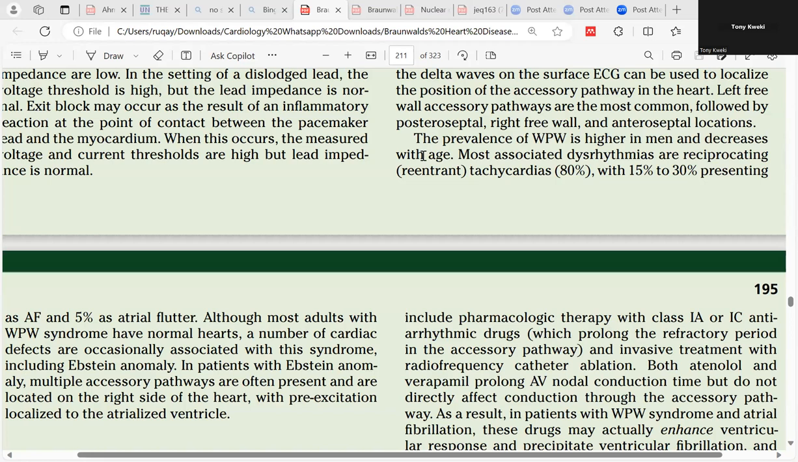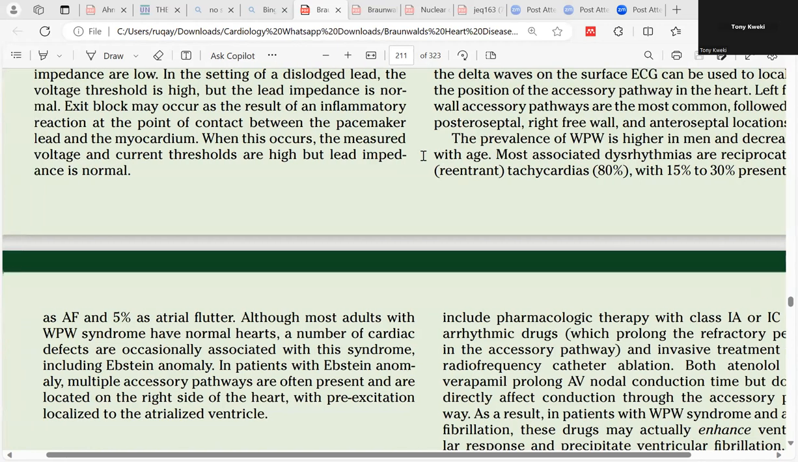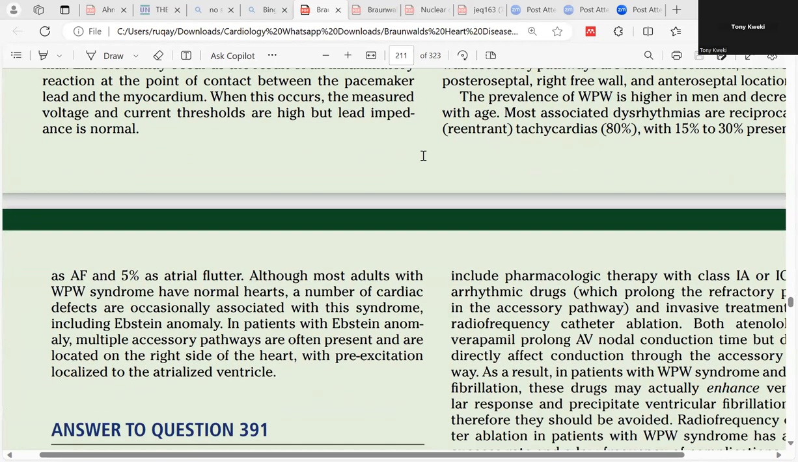Most associated dysrhythmias are reciprocating, i.e. reentrant tachycardias, in 80%, with 15 to 30% presenting as AF and 5% as atrial flutter. Although most adults with WPW have normal hearts, a number of cardiac defects are occasionally associated with this syndrome, including Ebstein anomaly. In patients with Ebstein anomaly, multiple accessory pathways are often present and are located on the right side of the heart with pre-excitation localized to the atrialized ventricle.